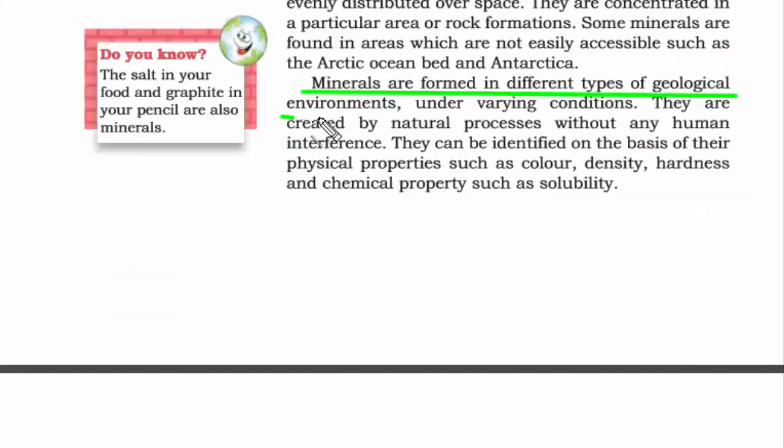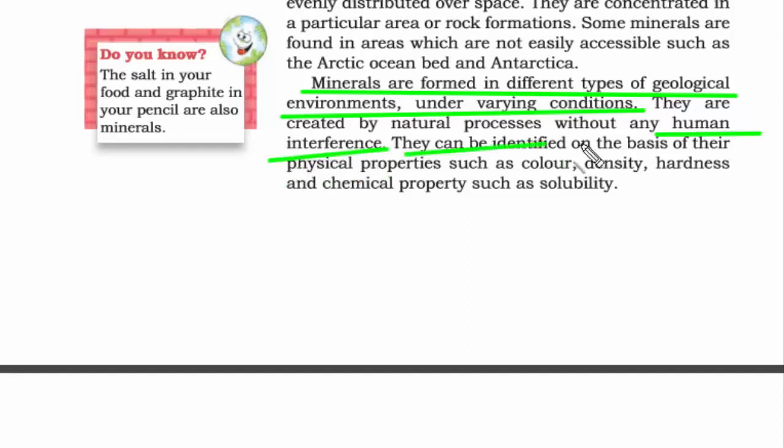Minerals are found in different types of geological environments under varying conditions. We have read many times that the geological structure of Earth is uneven. That means no two places are the same. You'll find mountains in some places, plains in some places, plateaus in some places, and forests in some places. We also know that the weather and climatic conditions are not the same in two places, because climate changes with latitude. As we go up, it's cold, and in the center, at the equator, it's very warm. Again, minerals don't need any kind of human interference.